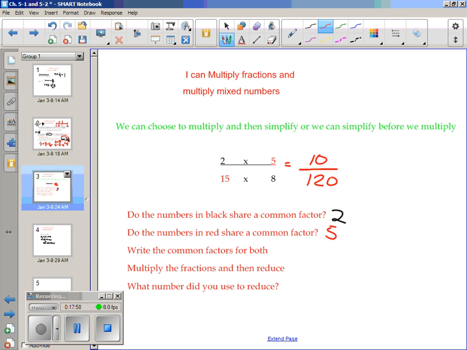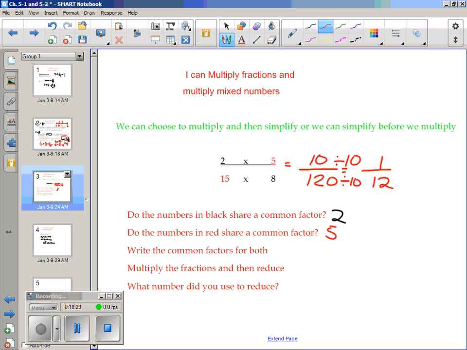Now, to simplify, we just find common factors of both numbers. And guess what the common factor is for both of these? Very good, it's 10. We have to divide by 10 on the top, which gives us 1, and divide by 10 on the bottom, and that gives us 12. Here's the simplifying before you multiply. Okay? That's fine. There's nothing wrong with doing it this way.